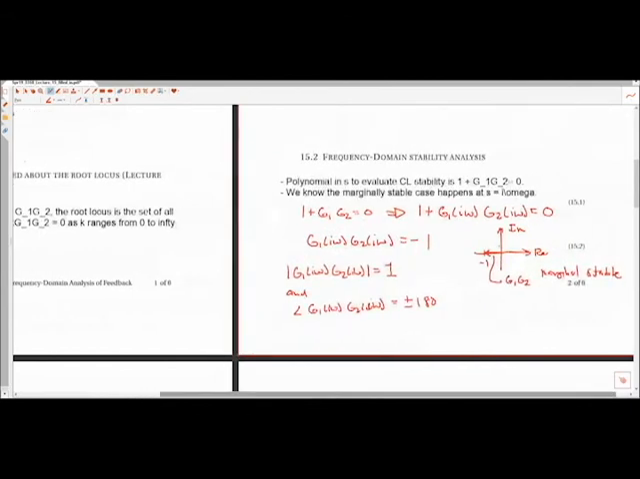Okay. Any questions on that basic concept? That's going to be the main concept that a lot of this work in terms of stability analysis is going to be based off of.